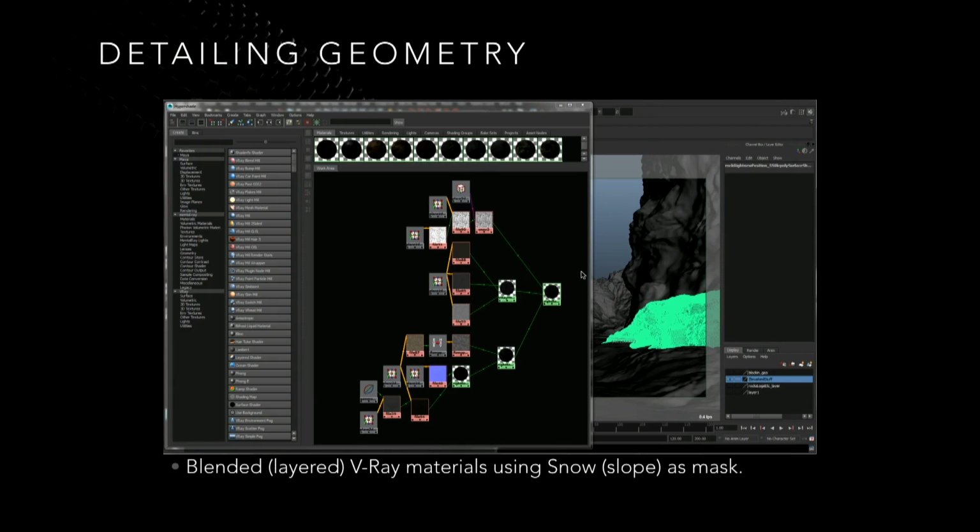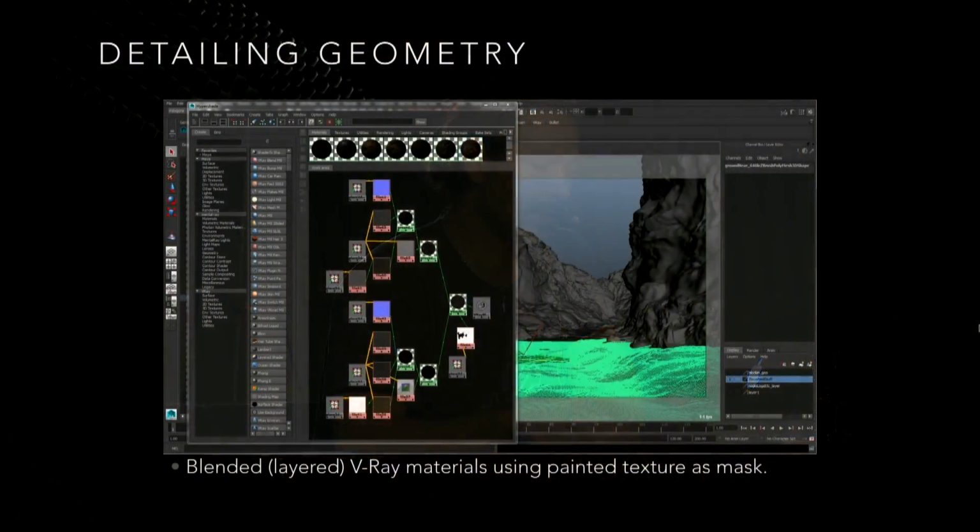So I can say the tops of my rocks are dusty, but the sides aren't. Or the tops of the rocks are sandy, but the sides are more rocky. I use the snow procedural to make that blend. So World Machine has slope angle, and people think Maya doesn't, but it does. It's just called snow. I also paint textures as masks for the blend materials.